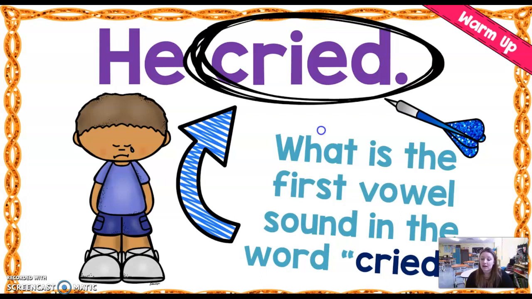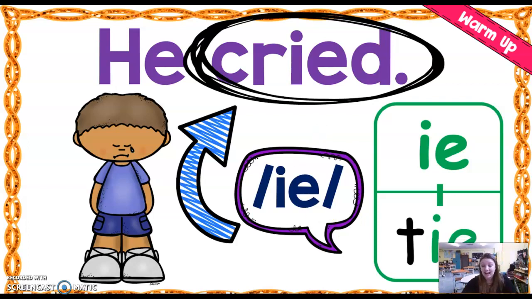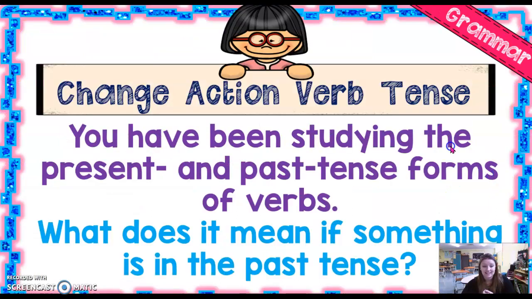What is the first vowel sound in the word cried? It's I, right? And we can make that I sound using the IE spelling, like in the word tie, like in the word cried. Awesome.